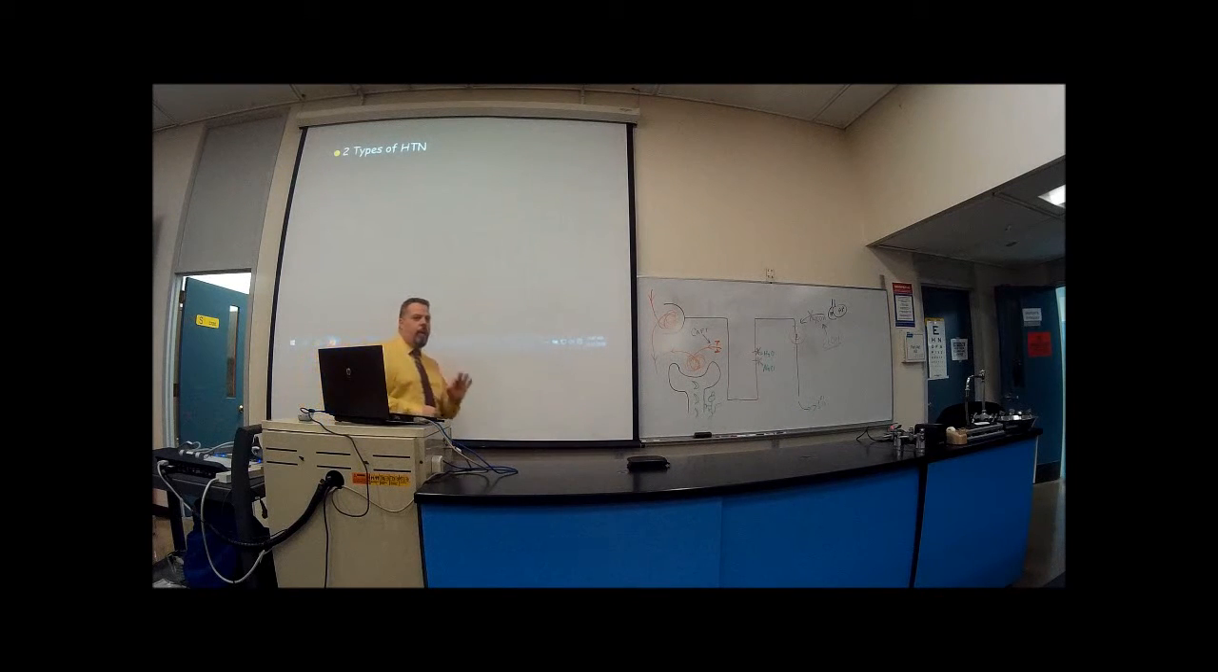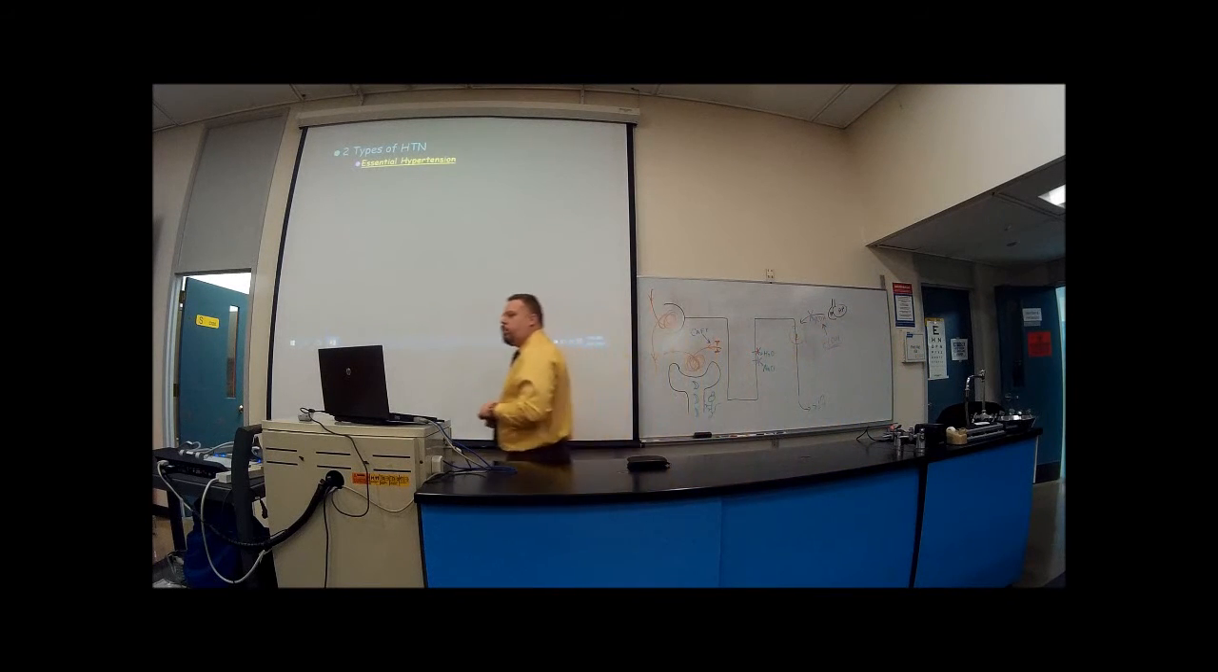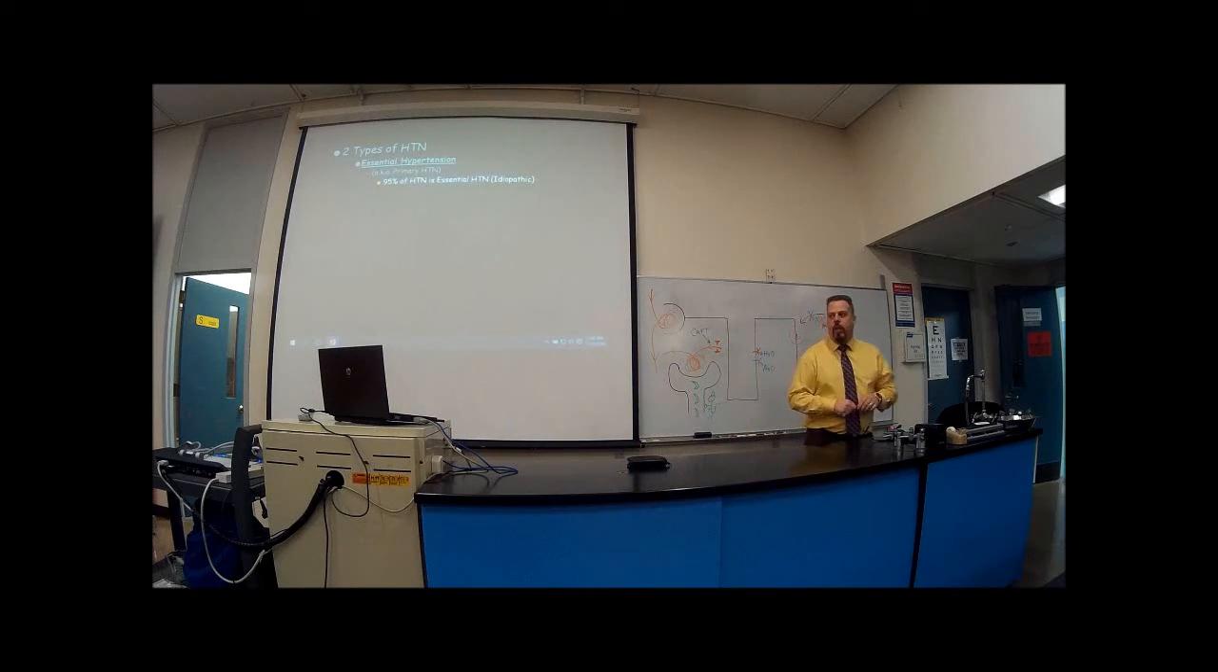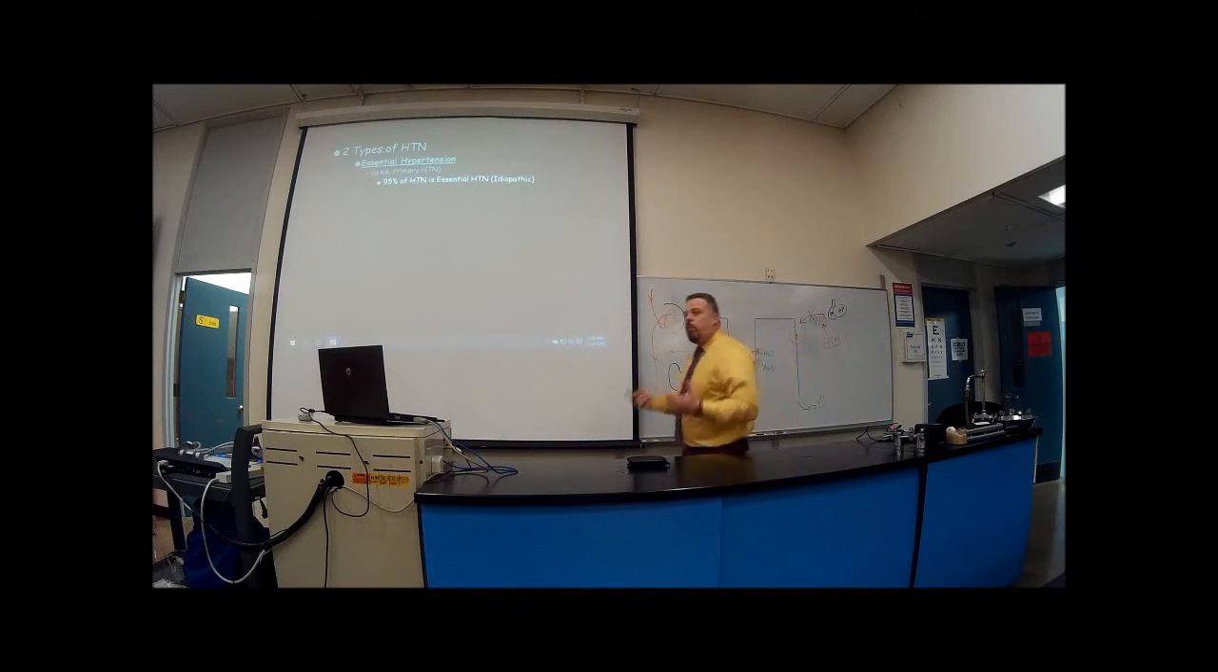So there's two types of hypertension, and you should know these. There's one that's called essential hypertension, which most people have. In fact, of people who have hypertension, 95% of them have essential hypertension. It's also known as primary hypertension. And basically, it's idiopathic. We don't know the reason why.